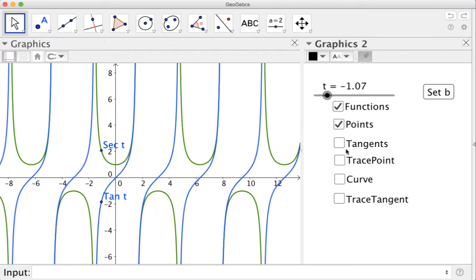Suppose, moreover, that we define another point here, and this red point has coordinates determined by the y-coordinates of these 2 points. The x value of this point is determined by the secant of t. The y value is determined by the tangent of t. So right now the x value here, which is about positive 2, corresponds to the y value of this point. The y value of this other point corresponds exactly to the x value of our red point.